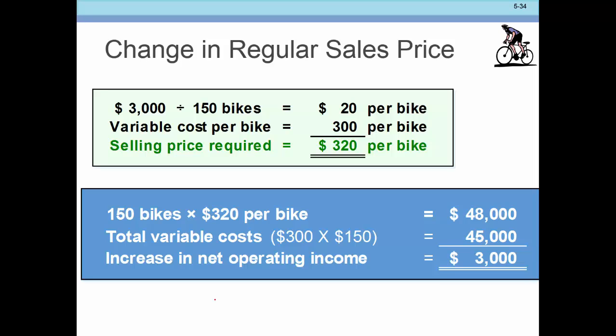Is there a problem with this analysis? Would you do this? Would you cut this deal? No? Yes? A lot of people say yes. You don't want to do it? Don't be afraid. Go ahead. Well, you just got 3,000 more in profit.